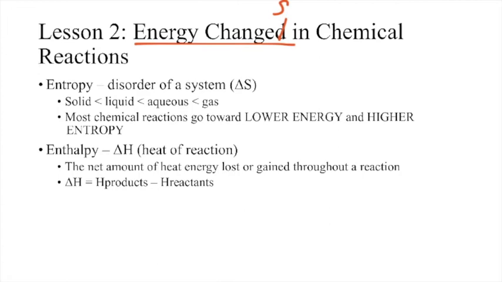So first, we're going to look at entropy. Right? Entropy. We're going to look at this. So disorder of a system. We symbolize that with delta S. This is also chaos. We can refer to this as chaos in a system.